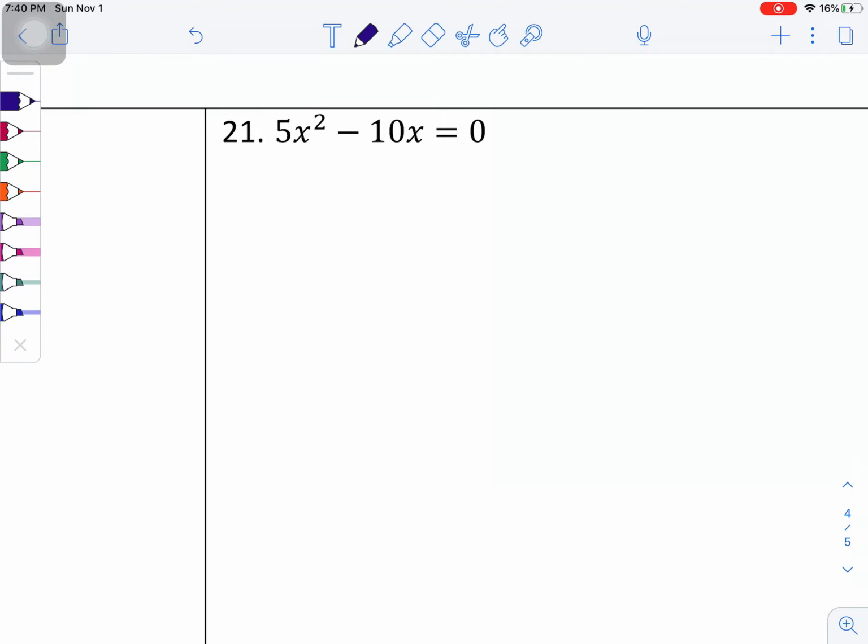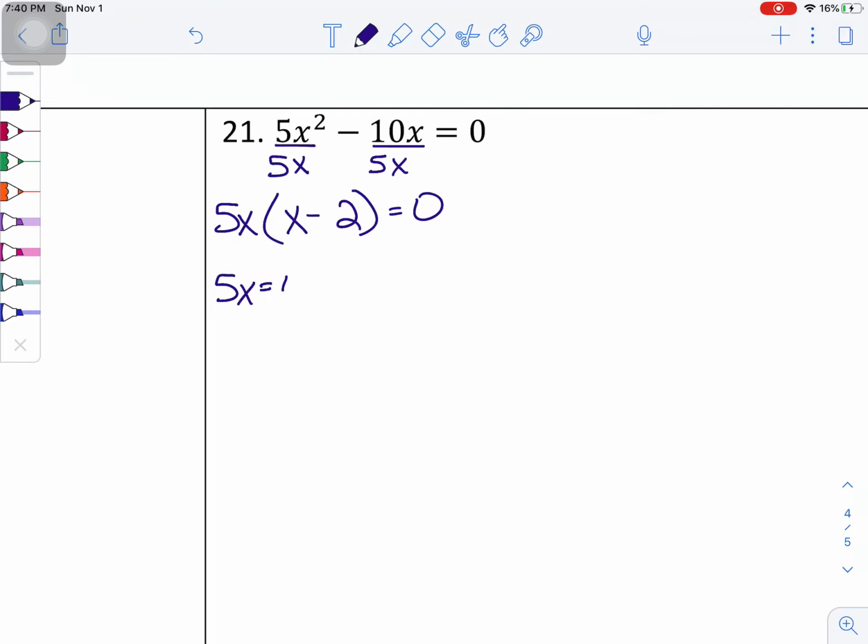And then problem number 21, it's equal to 0, which is nice. I'm going to factor it, but this time I'm going to factor with a GCF. All right, so 5x squared and 10x are both divisible by 5x. So I'm going to factor that 5x out. And then what's left would be x minus 2. Set that equal to 0.